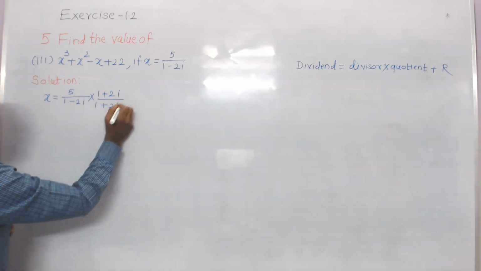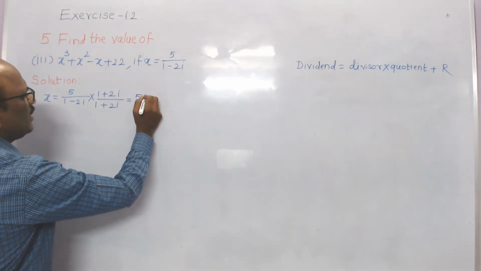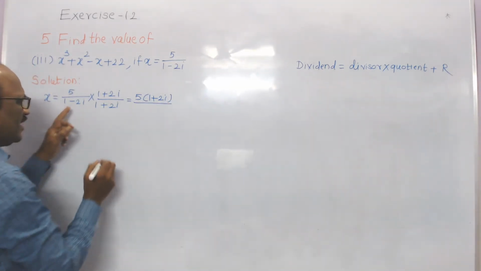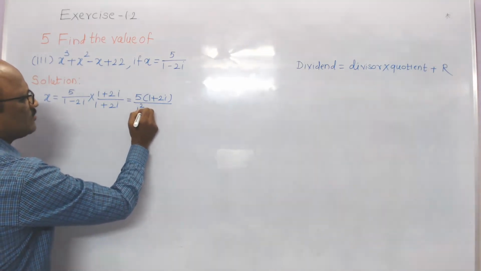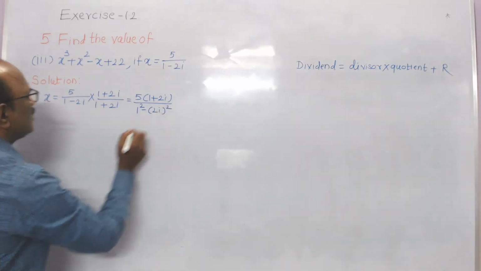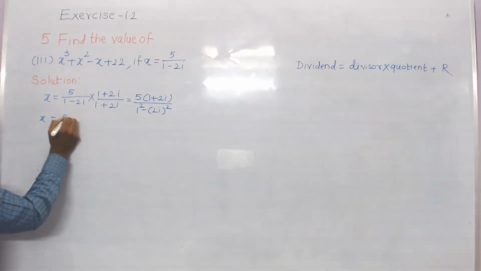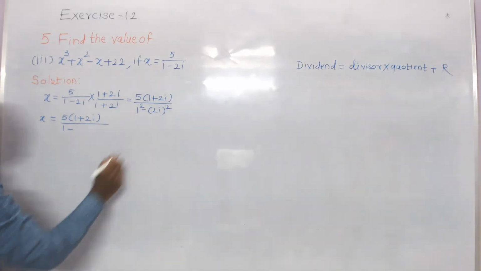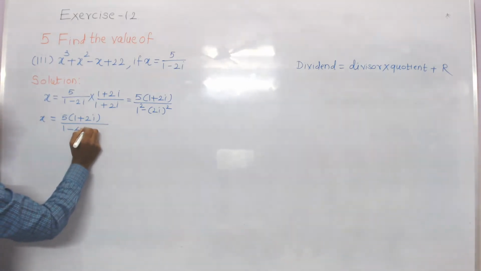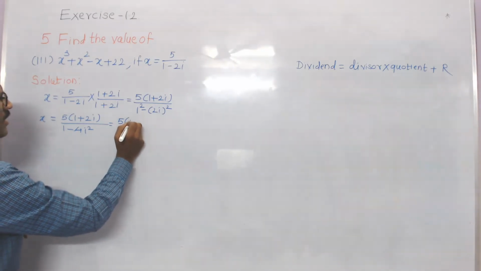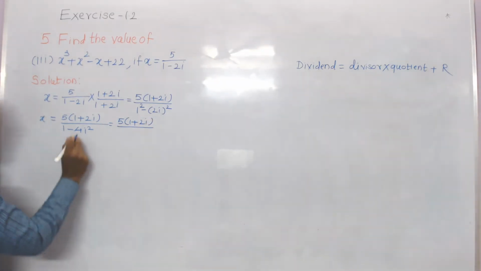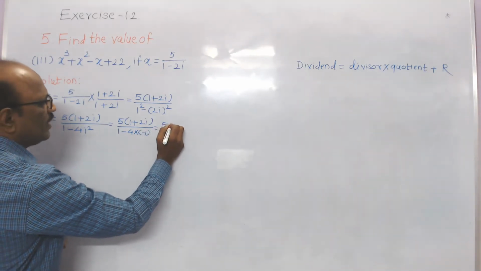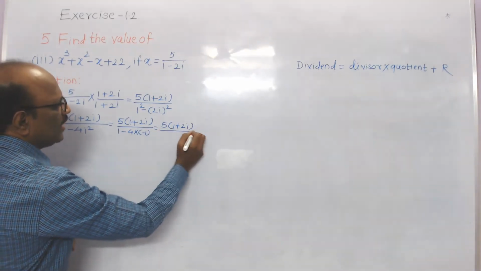Now the product of this is 5 in bracket 1 plus 2i, and here is 1 minus 2i into 1 plus 2i, that is a minus b into a plus b, that is 1 square minus 2i bracket square. Therefore here you will get 5 in bracket 1 plus 2i upon 1 square minus 4i square. I square is minus 1, that is 1 minus 4 into minus 1, and overall you will get 5 in bracket 1 plus 2i, and this divided by 1 plus 4.